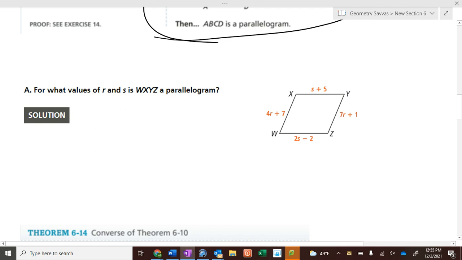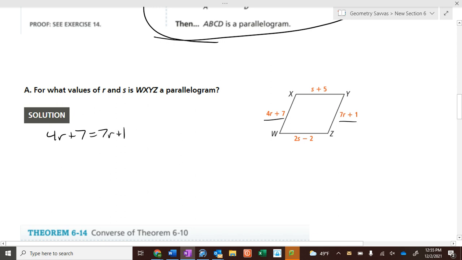Now here, what are the values of R and S that will make it a parallelogram? Well, what do we know about opposite sides? They have to be congruent. So what do we do with the 4R plus 7 and the 7R plus 1? Set them equal to each other. 4R plus 7 equals 7R plus 1.